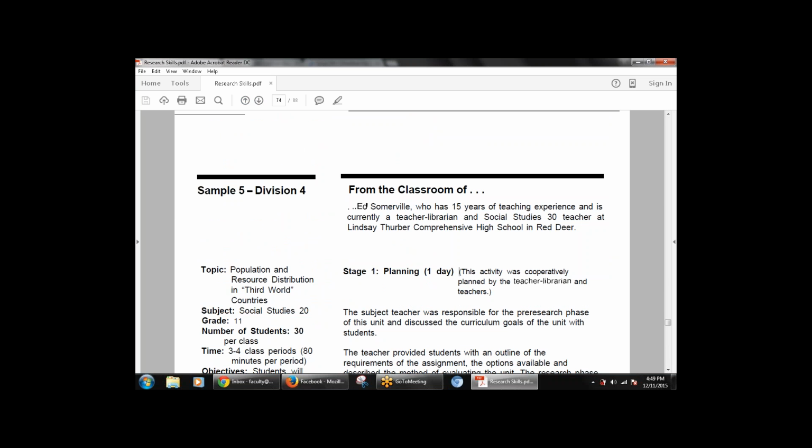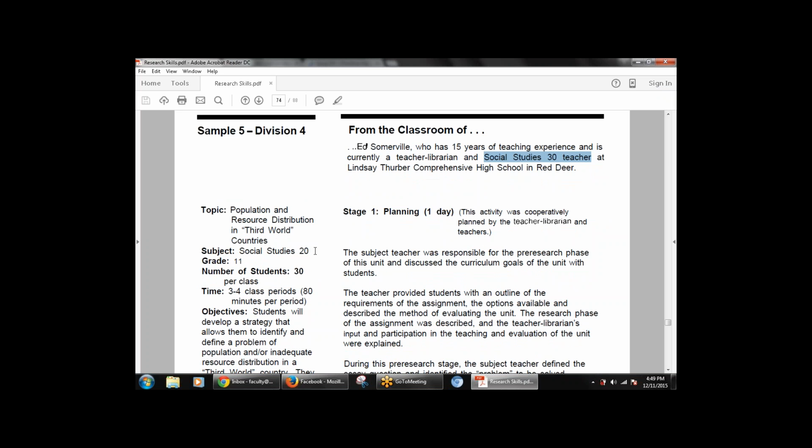The next example, sample number 5, is Ed Somerville, who has 15 years of teaching experience and is currently working as a teacher librarian and a social science 30 teacher at Lindsay Thurber Comprehensive High School in Red Deer. The same 5 stages will be followed.